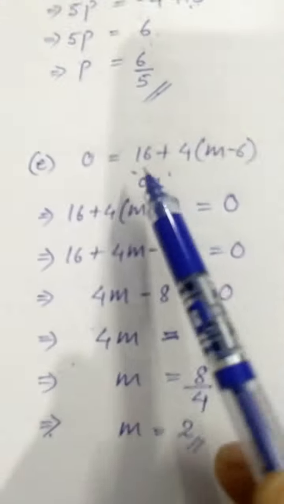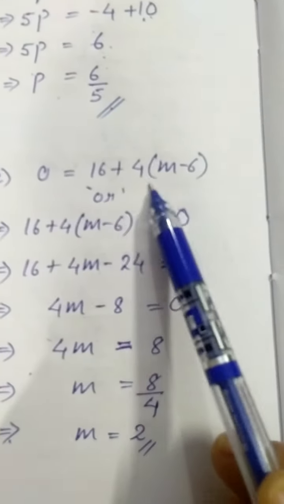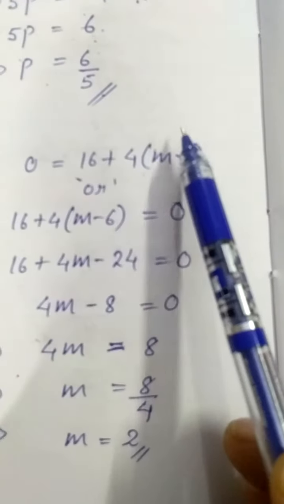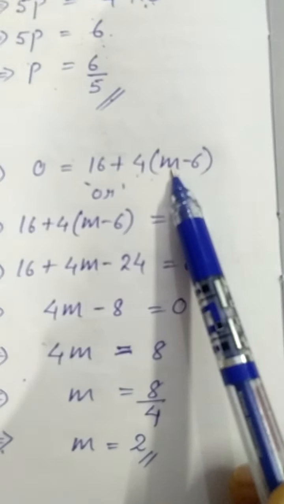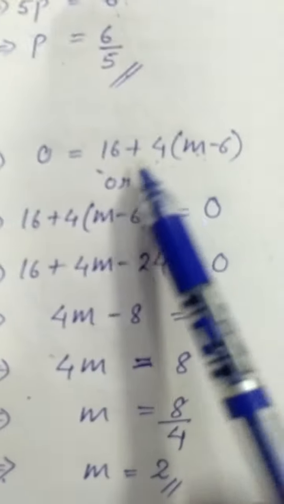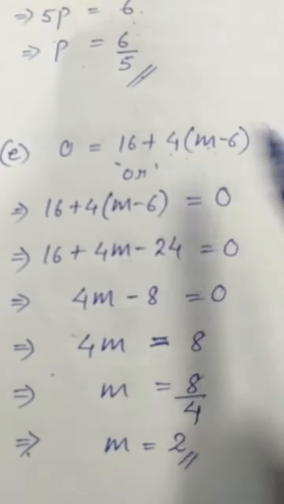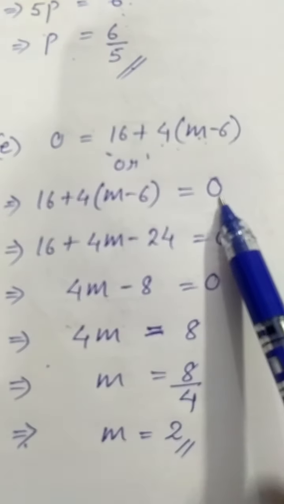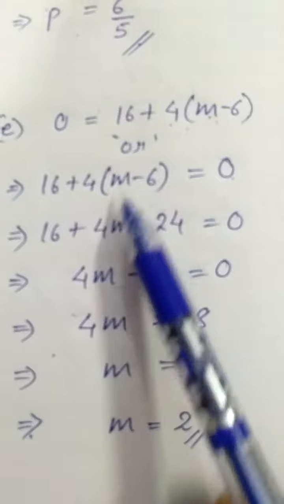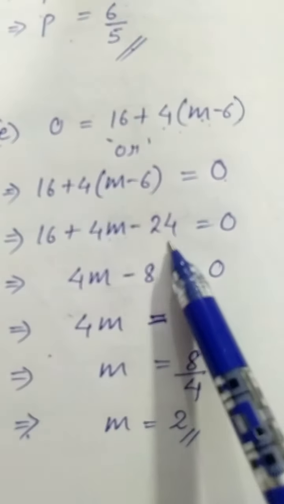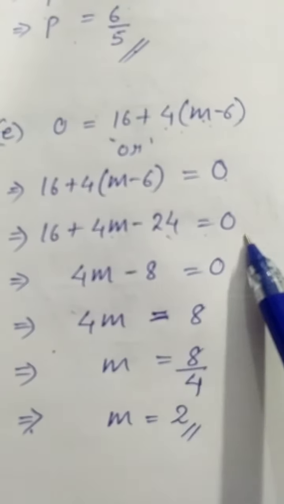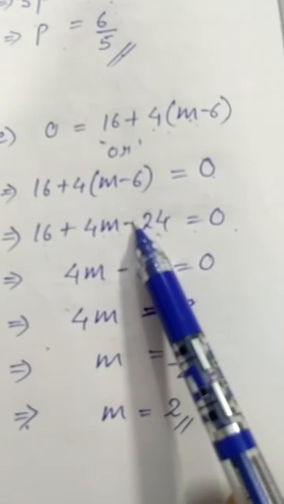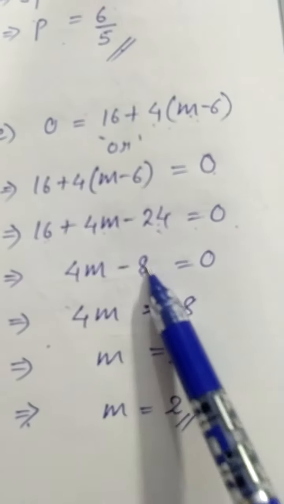Now the last question is 0 is equal to 16 plus 4 into m minus 6. Here also don't do 16 plus 4, don't make it as 20. 4 will get multiplied by m minus 6. So before we start solving children, in the beginning itself I am changing the sides. That is 16 plus 4 into m minus 6 is equal to 0. So here it will be 4 into m is 4m, 4 into minus 6 is minus 24, which will be equal to 0. Now 16 minus 24 children, what it will be? Minus 8, because greater number sign. Minus 24 plus 16 is minus 8.